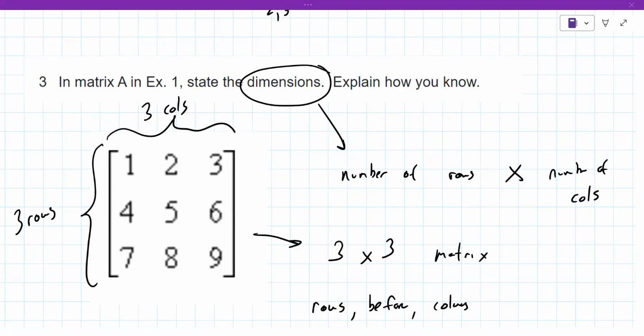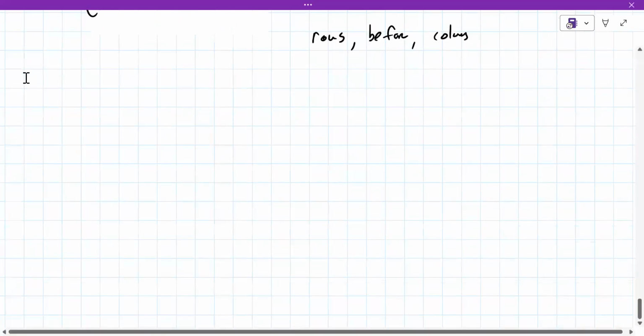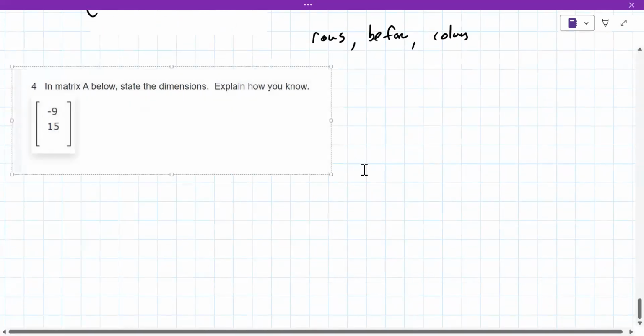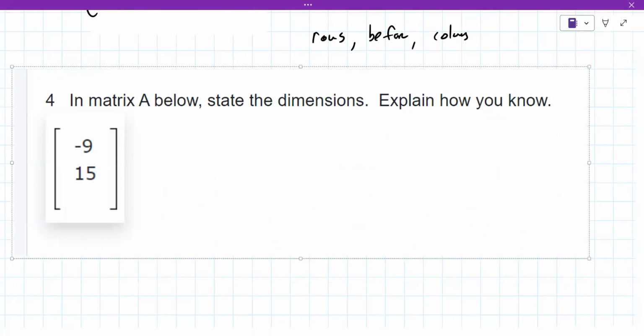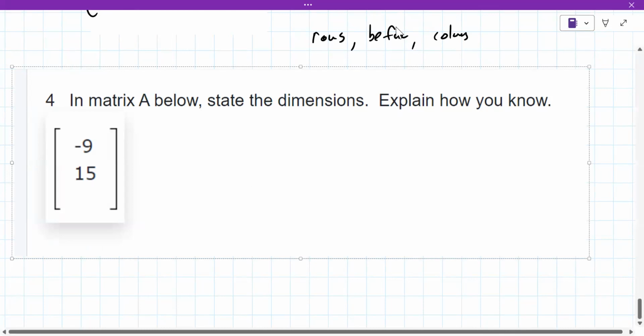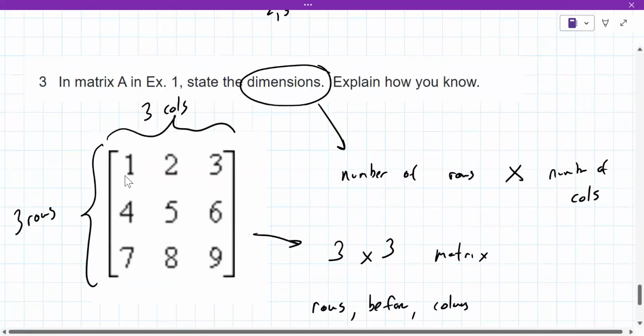Okay. Number 4. All right, in matrix A below, state the dimension. So I'd like you to try that, Ivana. Number of rows, number of columns. Let me know what you come up with. There's only like one column. But it's rows before columns. You can't do columns first. You really got to do rows first. So it would be one row and one column, basically. Okay. So if that were true, then this would not be a 3 by 3 because this has 3 horizontals and 3 verticals.